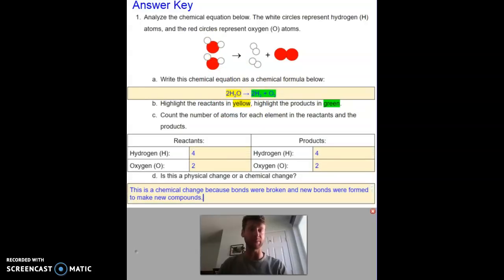The last one, this is a chemical change because bonds were broken and new bonds were formed to make new compounds. We started with hydrogens and oxygens attached to each other. We ended up with 2 hydrogens attached to each other and 2 oxygens attached to each other. So that definitely is a chemical change.